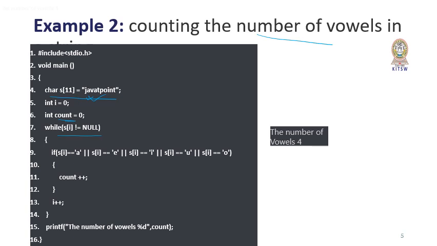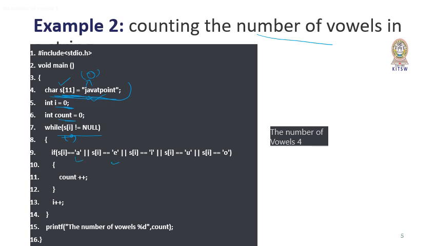So here we are writing s of i. What is s of i? i is 0. Initially we start with the first letter, whose index is 0, that is s of 0. The condition is that this is not equal to null, which means this declared string has some word in it. It is not empty. If it is not empty, then go on calculating the number of vowels.